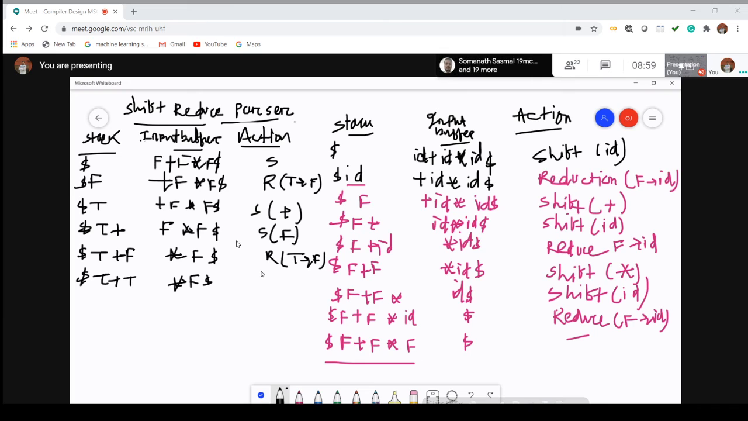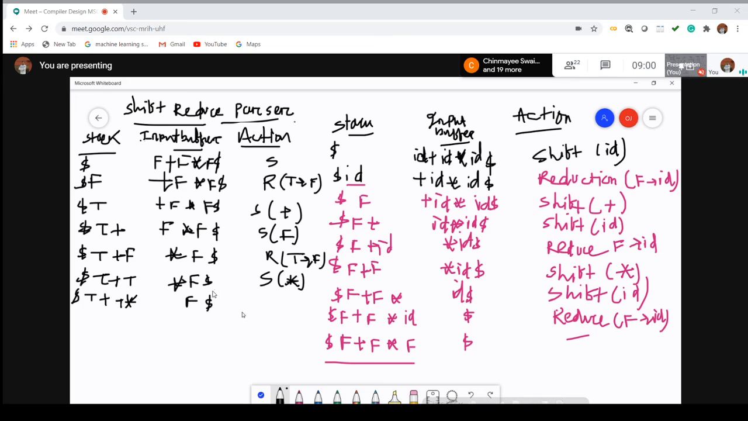Now again I have to perform the shift operation. Star is to be shifted. So if I shift the star, then what should be my value? Sorry, T star. So star is to be shifted, and it will be T star. The rest of the values remain the same, equal to F and this value equal to dollar.